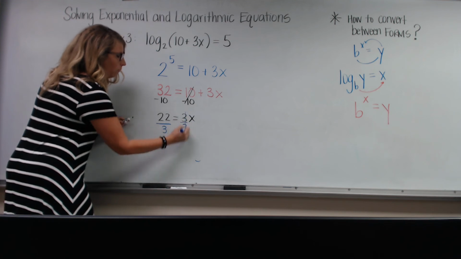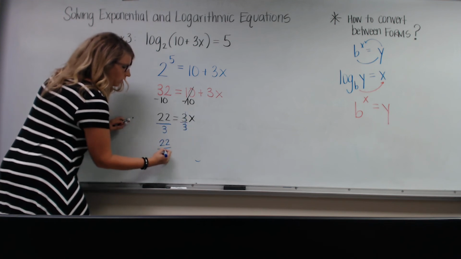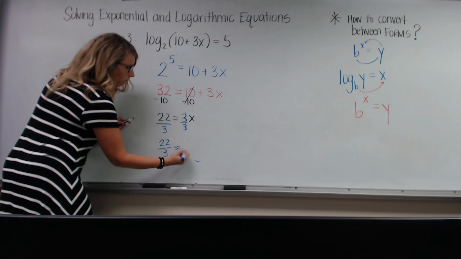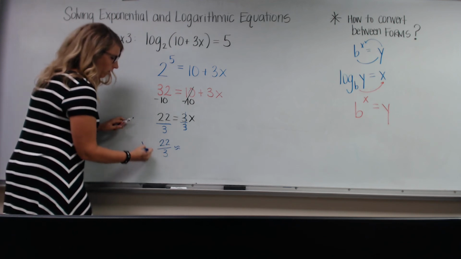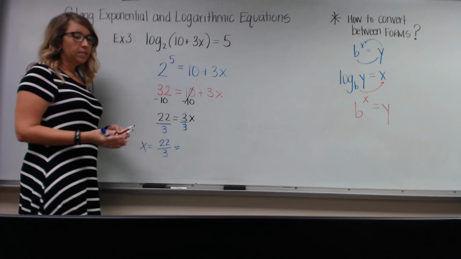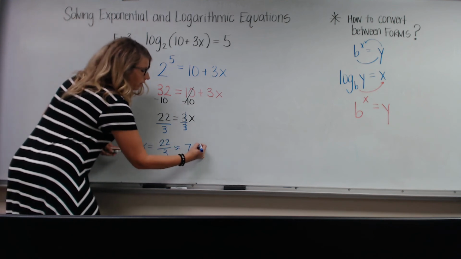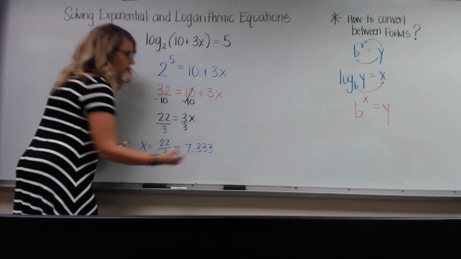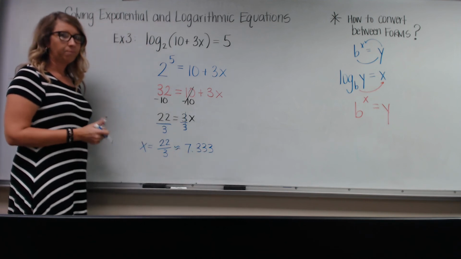Now, your problem may want you to leave this as 22 over 3. It may want you to go ahead and give the decimal form. So just be careful with what problem you're working. The decimal form here would be 7.333, rounded to 3 decimal places.